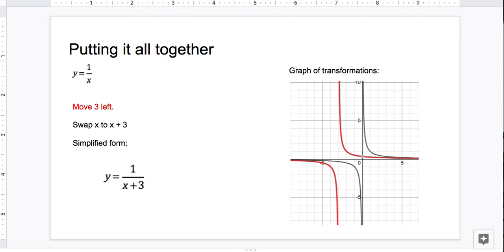So let's say I want to move it 3 left. I'm going to swap the x to x plus 3, and there it is. So my original is in black. There it is. The whole thing just slid over 3 to the left.